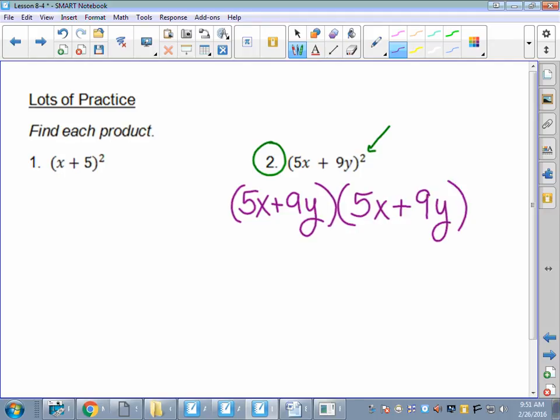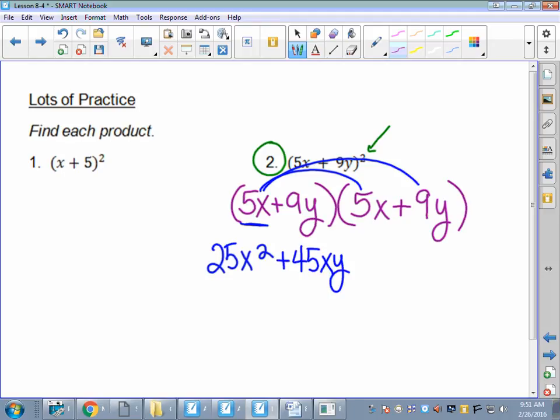I'm going to repeat multiplication. So I'm going to start with this 5x. 5x times 5x is 25x squared. 5x times 9y. I wanted to do this one because we have different variables. We just stay alphabetical. 9 times 5 is positive 45, and then I'm going to put my x and y on that answer.